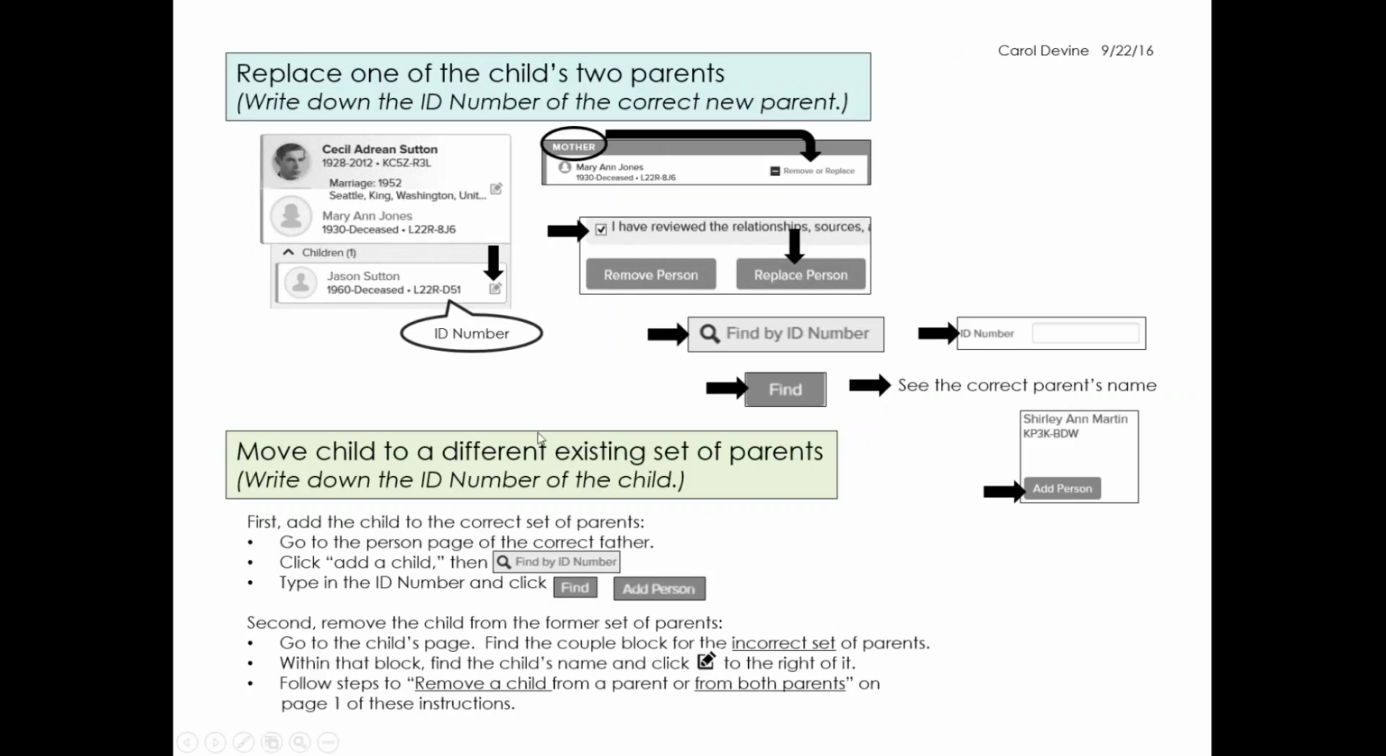And here in this section, we are talking about one of our 5 most common relationship challenges, which is move a child between 2 sets of parents. Move a child between 2 sets of parents. 2 existing sets of parents, I guess, is even better terminology.